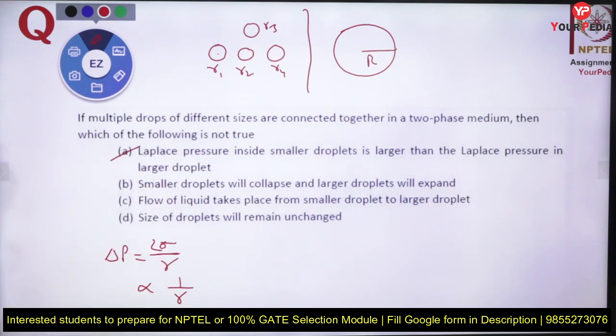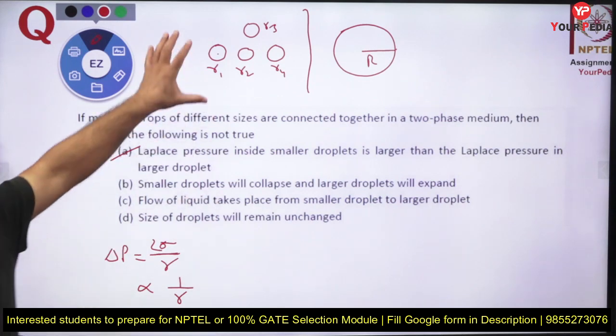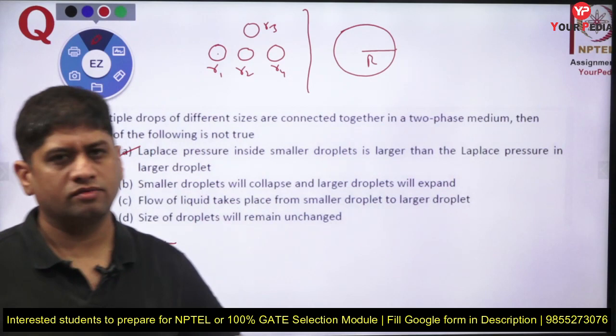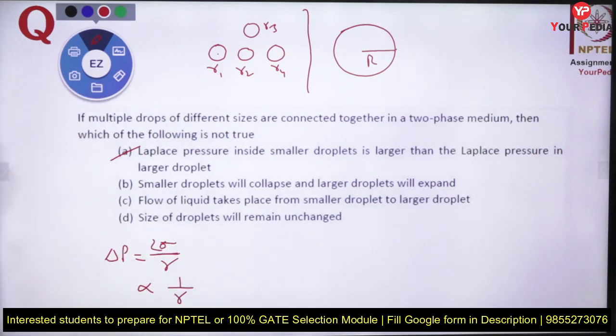Small droplet means small radius. If the radius is small, then the pressure will be more. Small droplets will coalesce and the larger droplet will expand. That is true. When they mix together, it will start expanding. That is correct. Flow of liquid takes place from the smaller droplet to the larger droplet. That is also true.